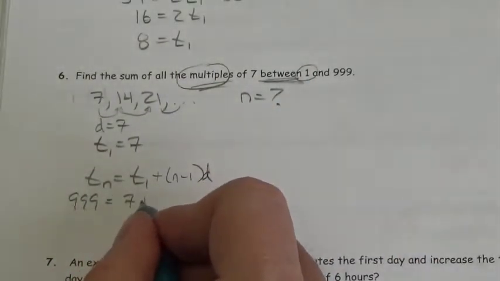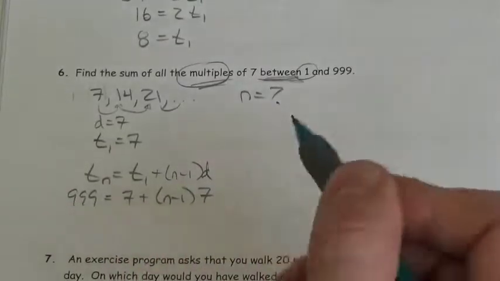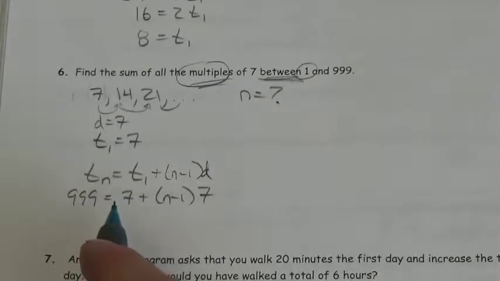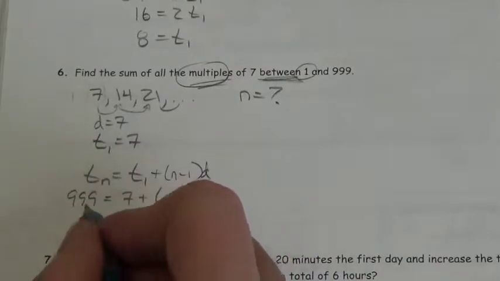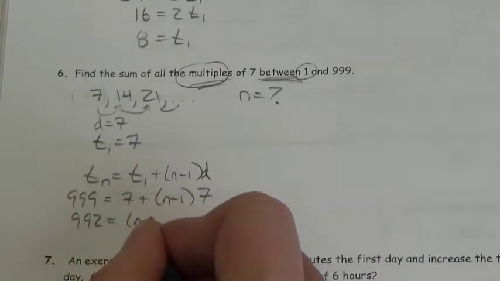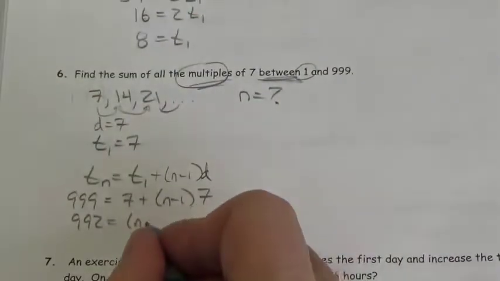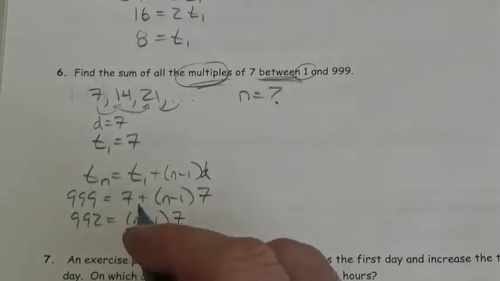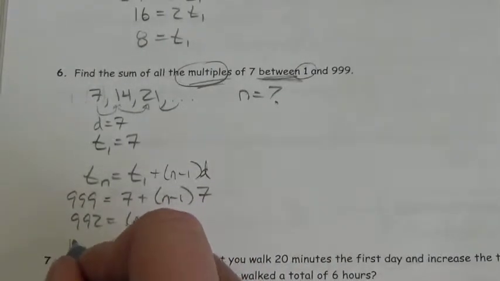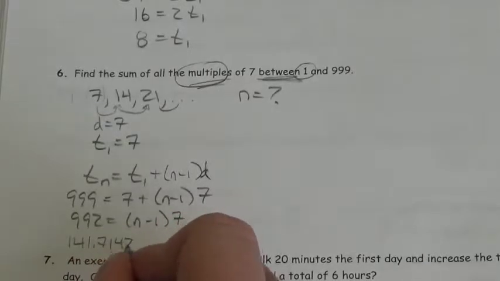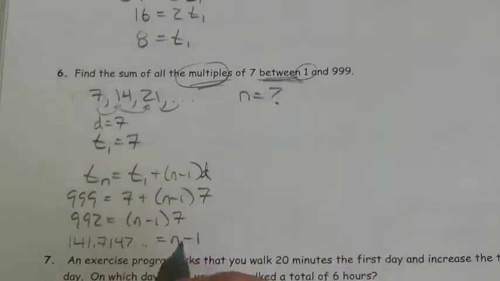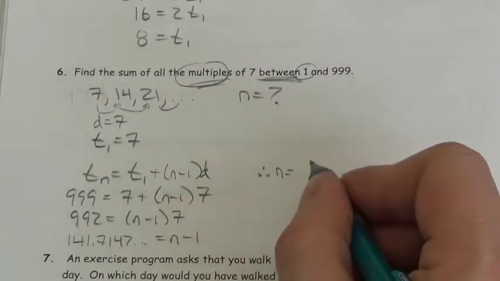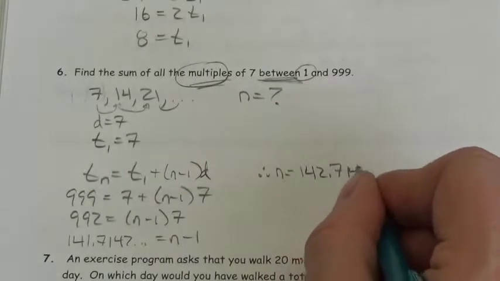I know that my first value is going to be 7. I don't know what n is, but I know that I'm going up by 7. So now I'm going to take 999 and subtract 7 from it to get 992, which is going to equal n minus 1 multiplied by 7. Whoops, I don't know why I wanted to say plus. I'm now going to divide 992 by 7. That is going to get me 141.7142 and so on, equals n minus 1. And now I bring that one over and I get that n is equal to 142.714 and so on.